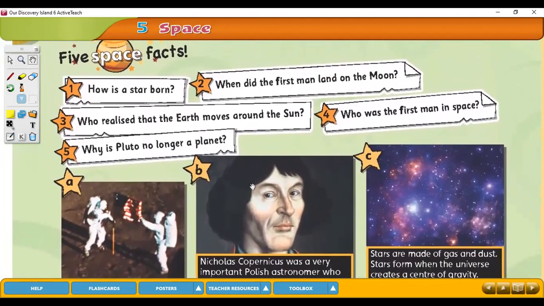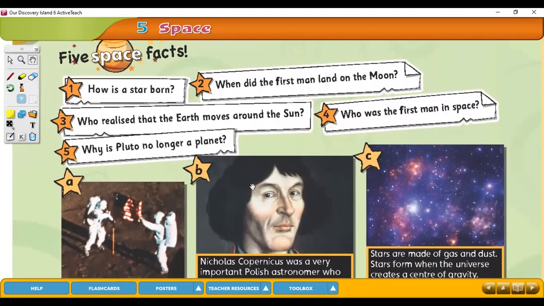Number 1, how is a star born? And by born here, we mean how is it formed? Number 2, when did the first man land on the moon? Number 3, who realized that the Earth moves around the sun? Number 4, who was the first man in space? And number 5, why is Pluto no longer a planet?